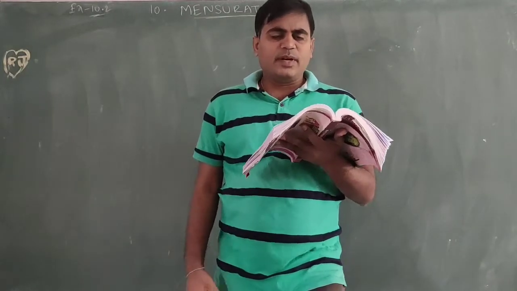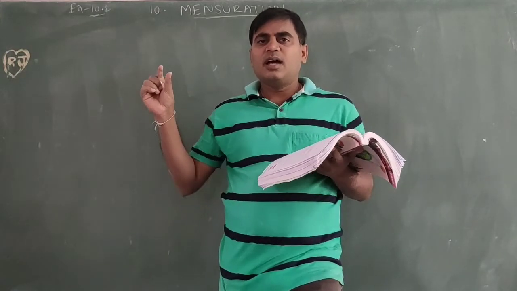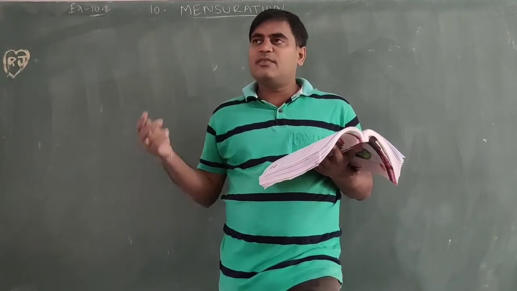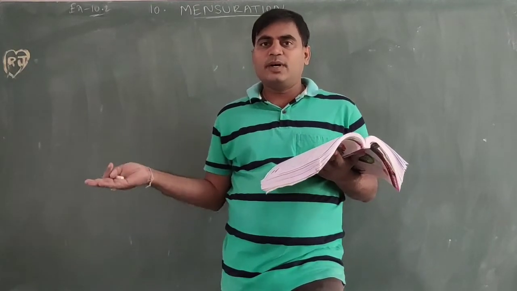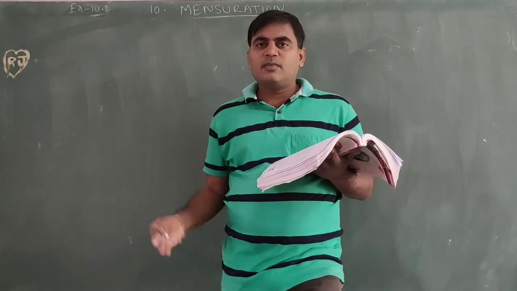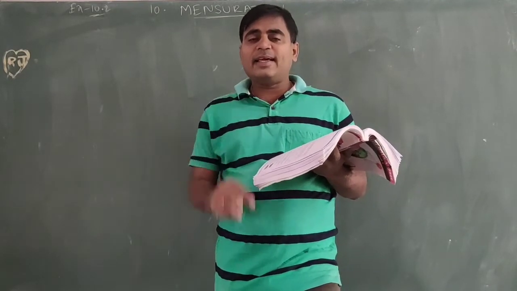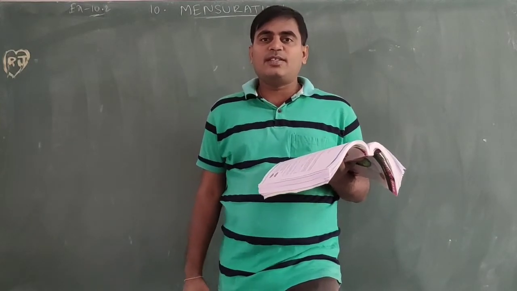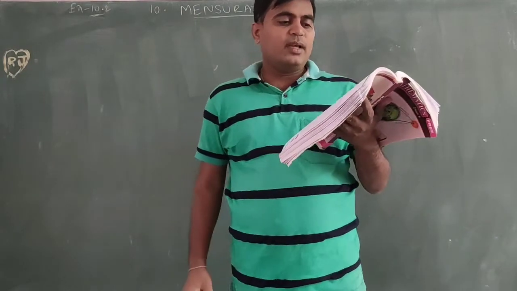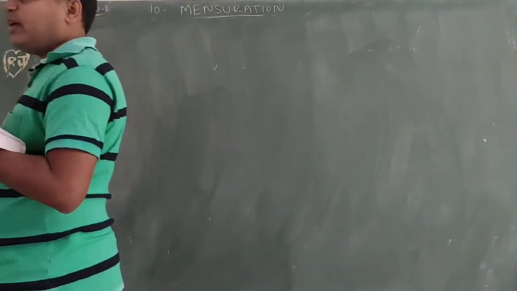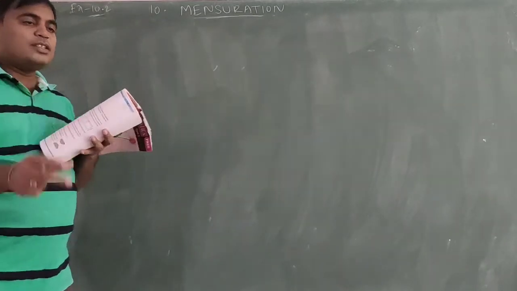Mensuration exercise 10.2. In the first exercise we discussed problems on solids individually, either cone or cylinder or cuboid or cube. But in the second exercise we are discussing the combination of one solid with another. Then how it will be, you will see. We need to find the surface areas and volumes of these combinations of solids.